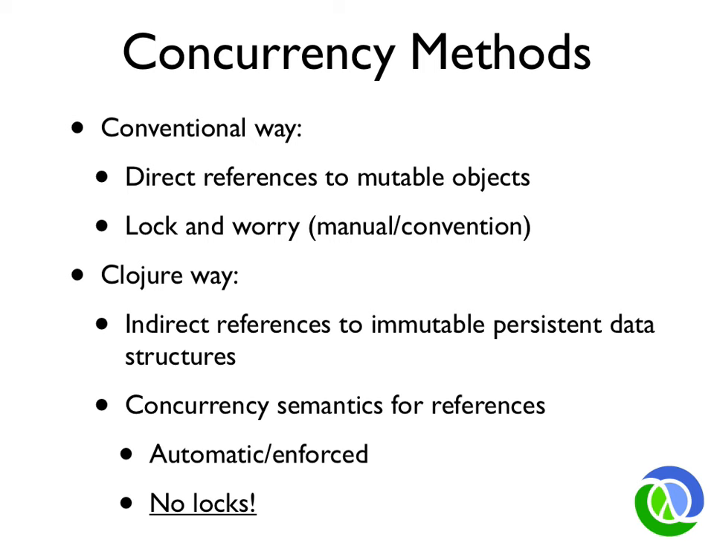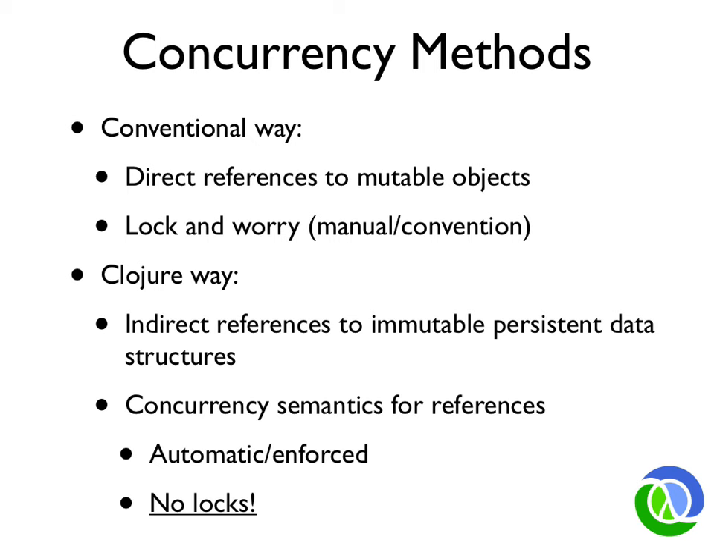Crazy. So there's another way. We don't have direct references to things that can change. We have indirect references to things that can't change. And what we can do is make those references refer to other things that can't change. And we can do that atomically. So the other model that makes it appear that things are changing in your program is that you have indirect references to immutable data structures that are persistent. I'll explain that in a second.